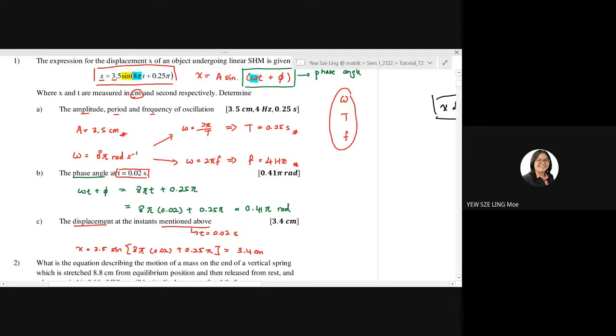All right, now I give you 1 minute to write down the solution before we proceed to the next question. Okay, 1 minute for you to write it down before we proceed to the next question.